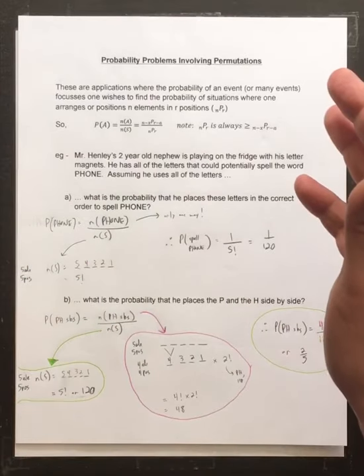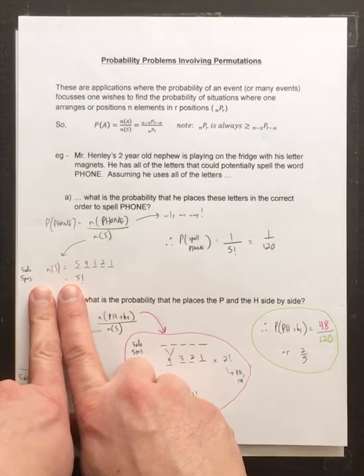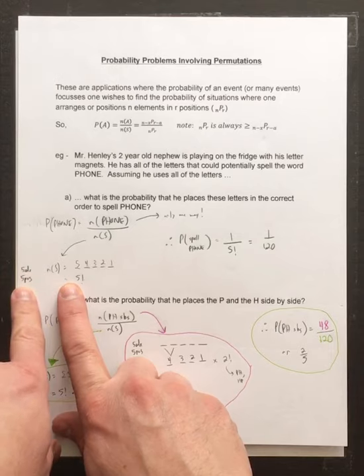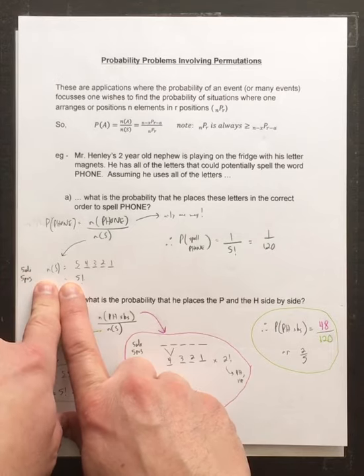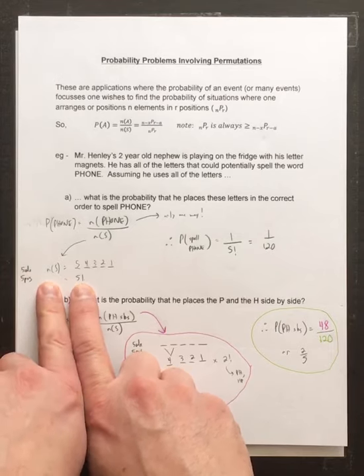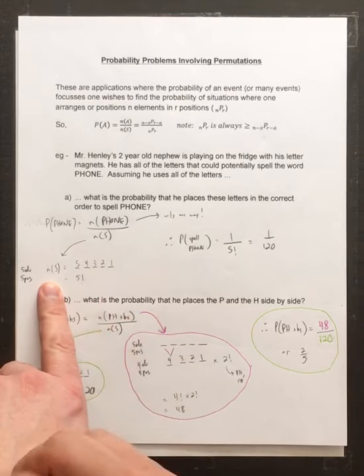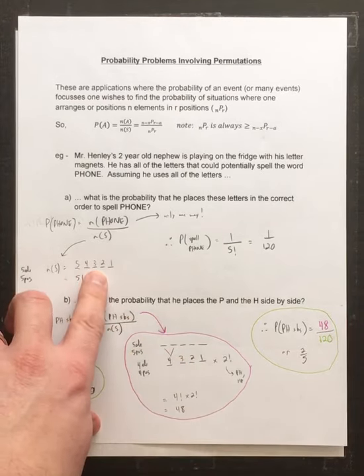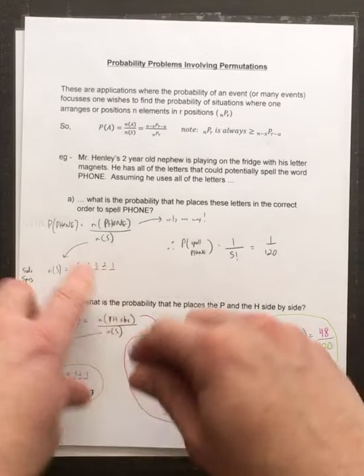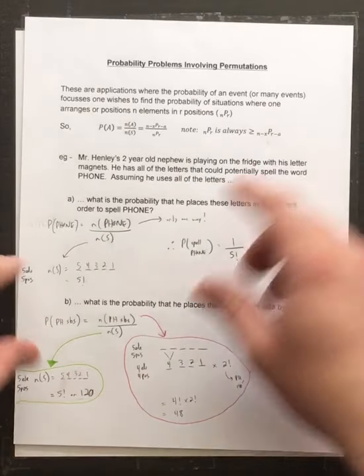So the first thing you go to is nS, almost always nS. I've got 5 elements and 5 positions. How many different ways could you arrange these letters on the fridge or whatever it may be? In this case, you could put 5 elements in the first spot, 4 elements in the second spot, 3 in the third, 2 in the fourth, 1 in the last, or 5 factorial, or 5P5, whatever you prefer.